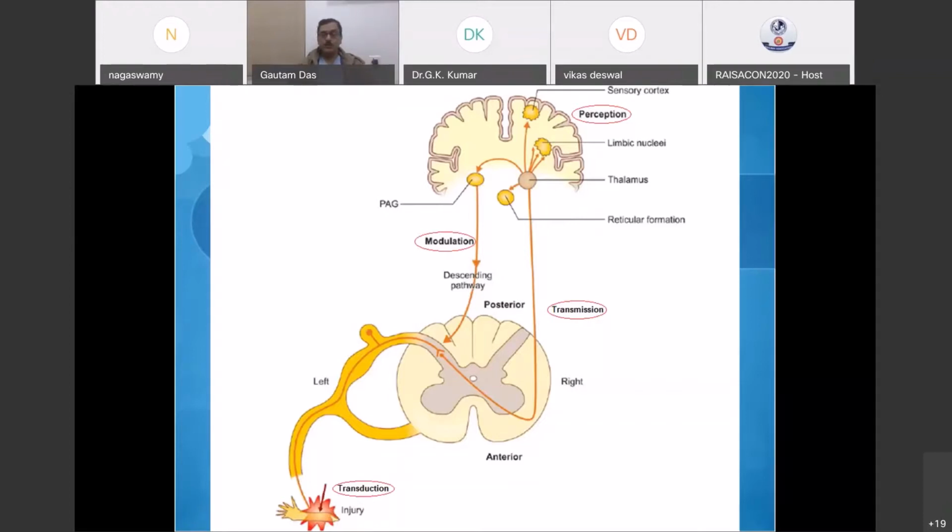Now the question is very important: suppose the child is having pain in the abdomen, and the mother is moving her hand on the head, will the pain be reduced? Answer is no, because you have to close the same gate. If the pain is in the abdomen, you have to move your hand on the abdomen to close the same gate. If you are closing the other gate, what will happen? This signal will be going.